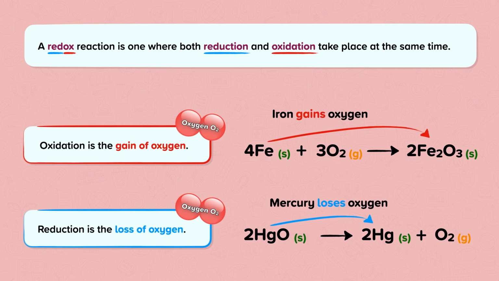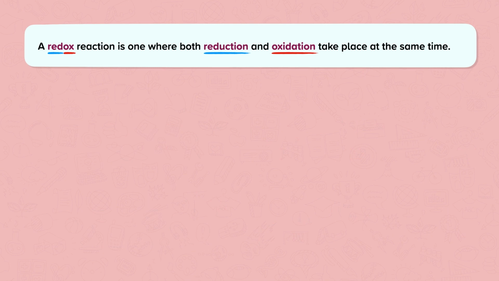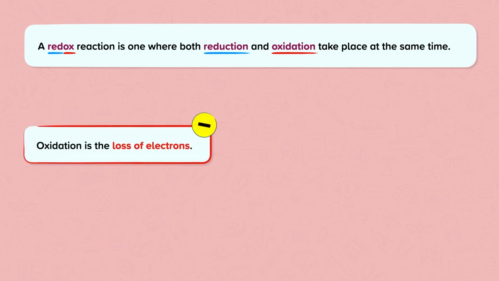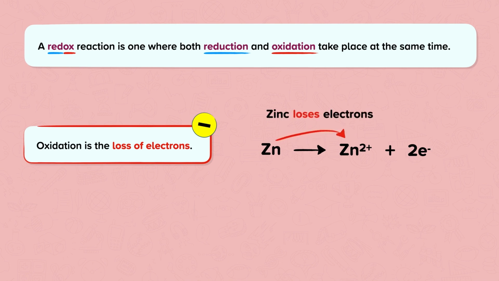Now let's move on to a description that involves electrons. Remember, in this case, oxidation is the loss of electrons. This can be represented in an ionic half equation. These types of equations focus on just one reacting species and the electron movement associated with it in a particular chemical reaction. Here we can see that the zinc metal at the start loses 2 electrons. It is therefore oxidized, and this is then oxidation.